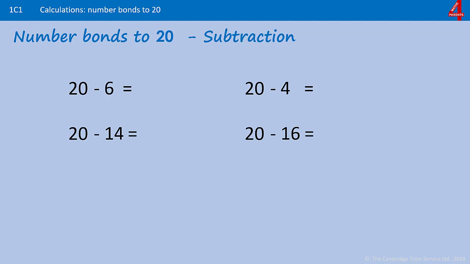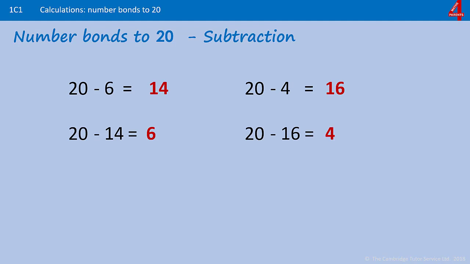There are lots of patterns when you're doing number bonds to 20. Here's an example of what I mean. So 20 take away 6, we know that that's 14. Then below that, 20 take away 14 must be 6. And on the other side, 20 take away 4, if we know that's 16, then below that, 20 take away 16, that must be 4.